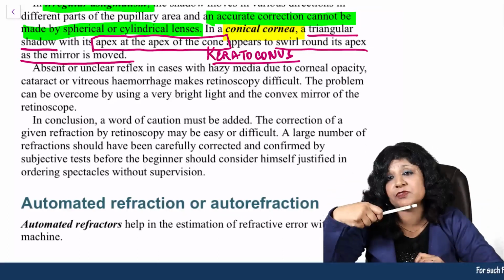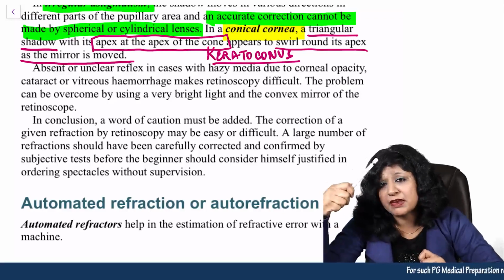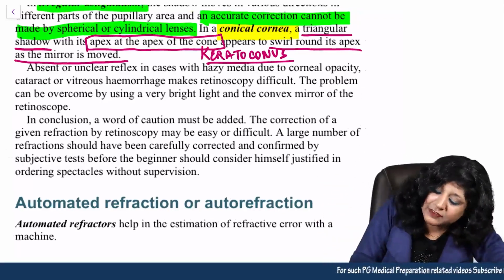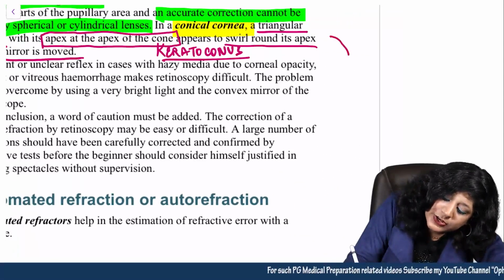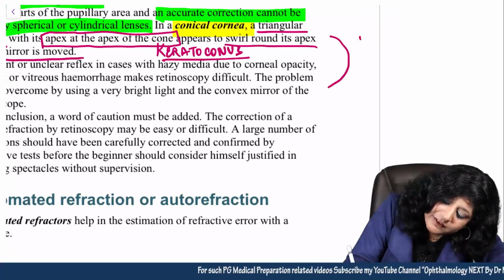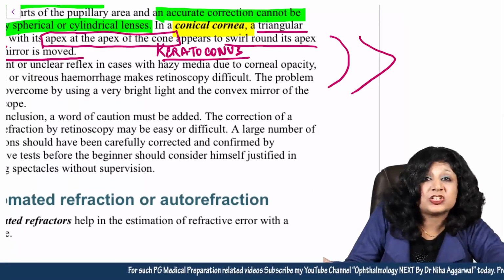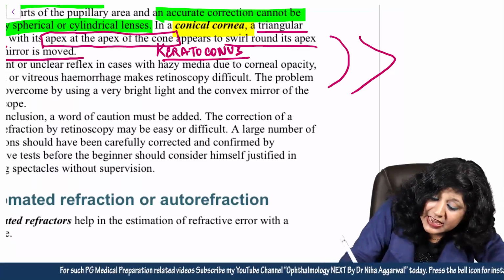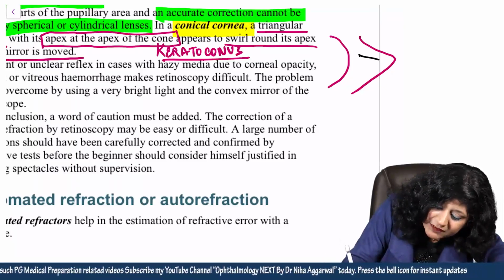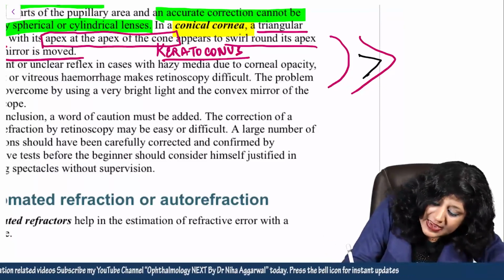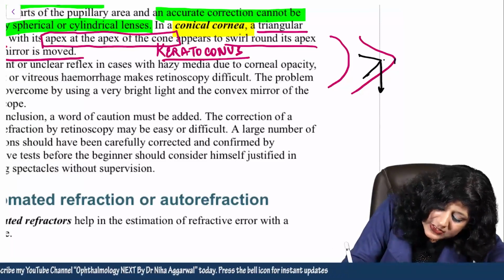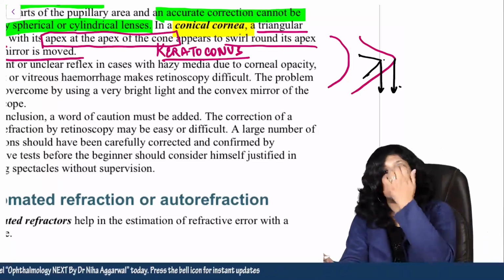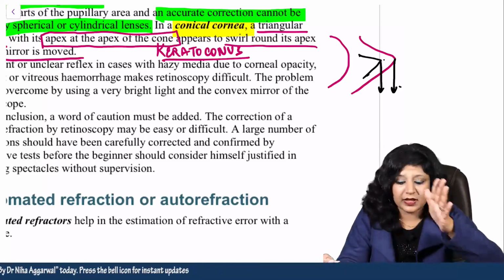So what they are saying is that when they are moving this mirror, what is happening? We were having the conical cornea. So instead of this spherical cornea, we were having this conical cornea, and the shadow that you are having is again conical. So we are having a conical shadow, and the apex of this shadow is towards the apex of this conical cornea. That is why the shadow appears to swirl around.